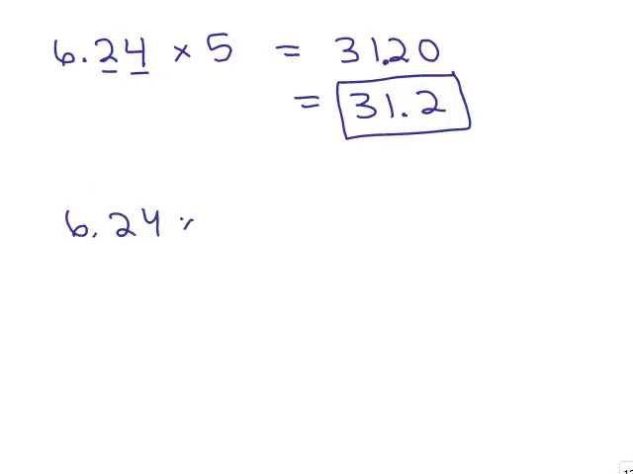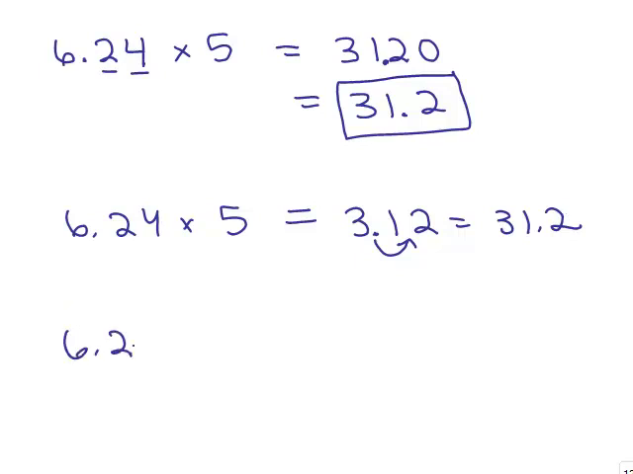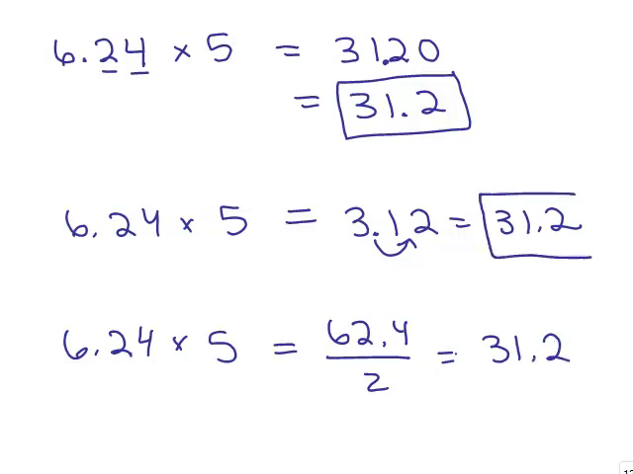Okay, another way of thinking about it. You could always just take half of 6.24. Half of 6.24 is 3.12. And then you're going to multiply by 10, you move the decimal one to the right. So the answer is 31.2. And again, someone else may multiply by 10 first. They think, okay, I'm going to multiply by 10 first, which means move the decimal one to the right, and then divide by 2. 31.2. Keep getting 31.2, but I'm not doing any long multiplication problem.